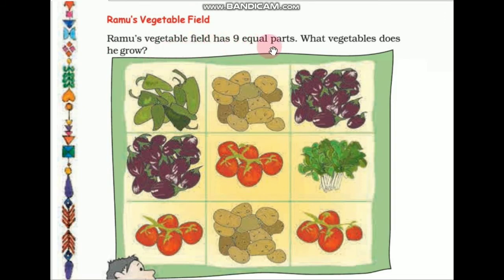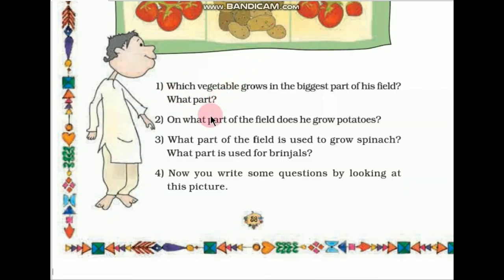Ramu's vegetable field has 9 equal parts. As you can see in this picture, 1 2 3 4 5 6 7 8 9, 9 equal parts. What vegetables does he grow? He grows potatoes, brinjals, tomatoes, chilies and spinach. Below this picture some questions are given.